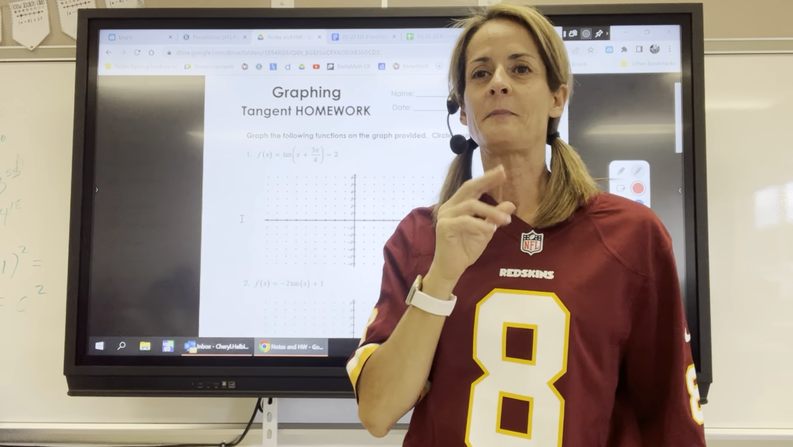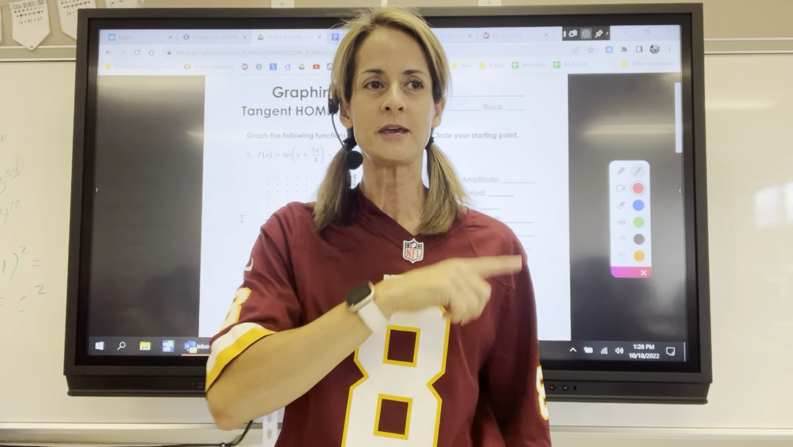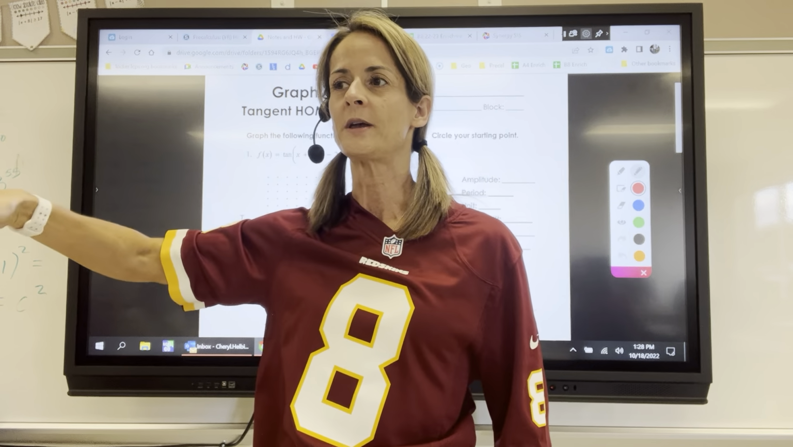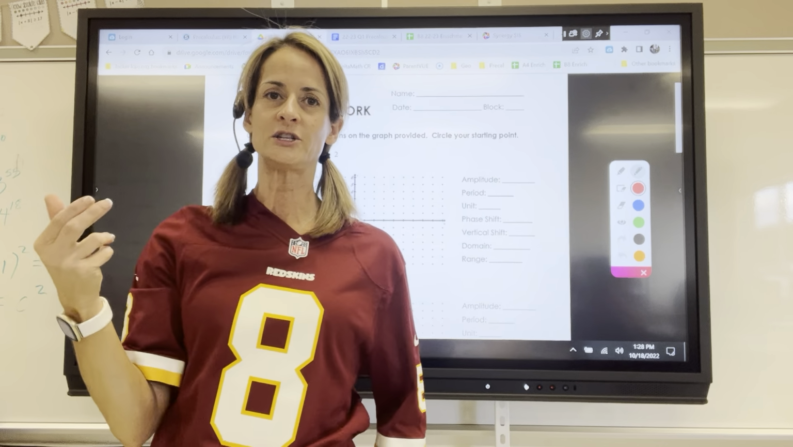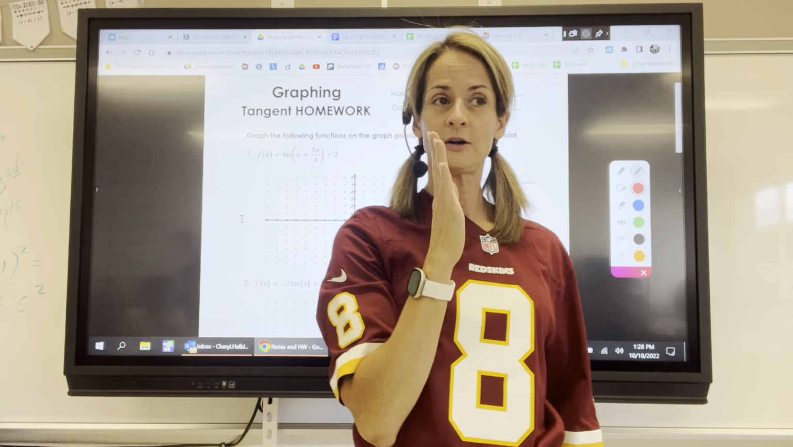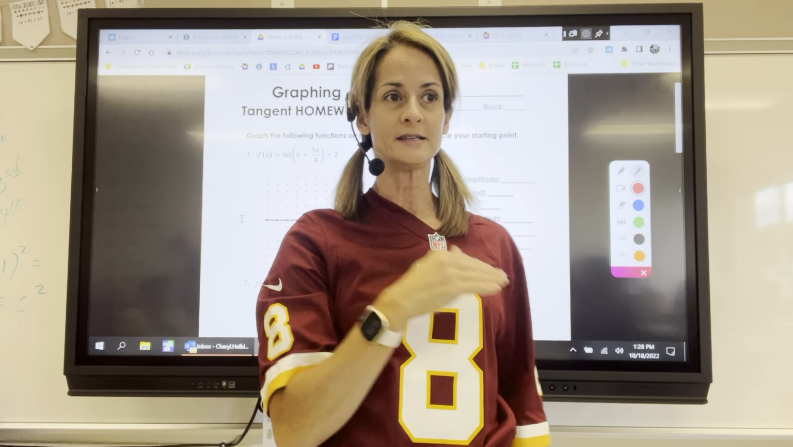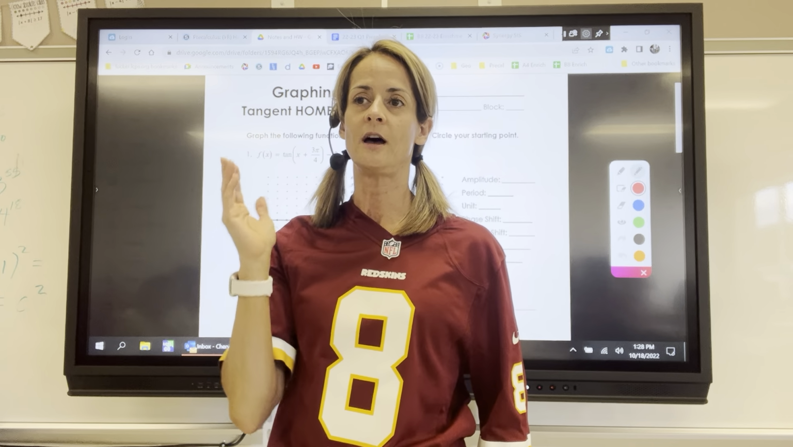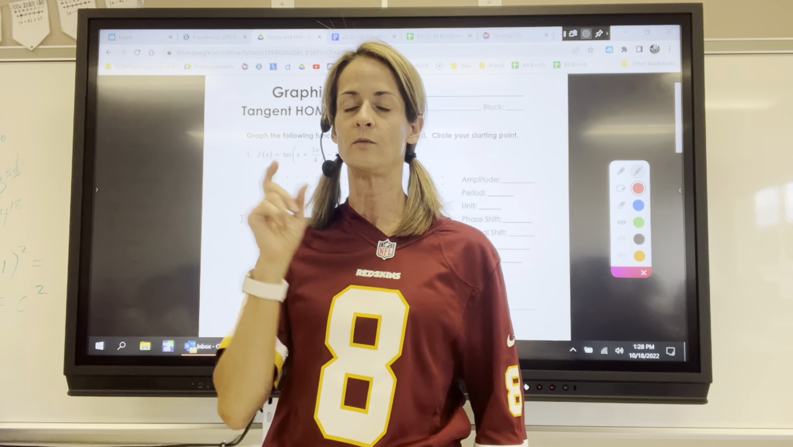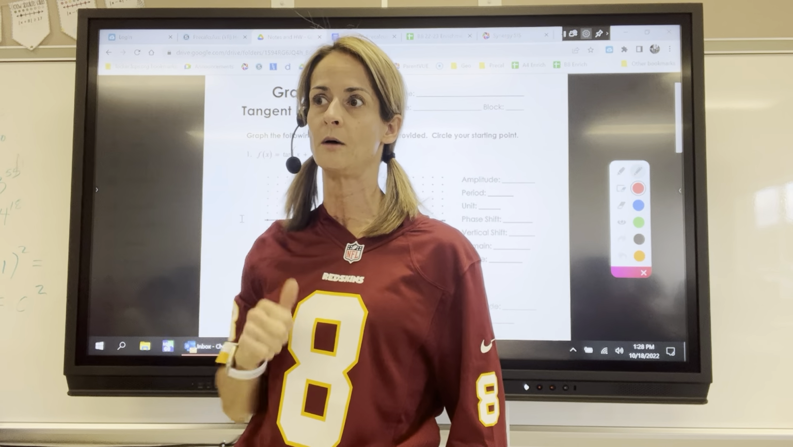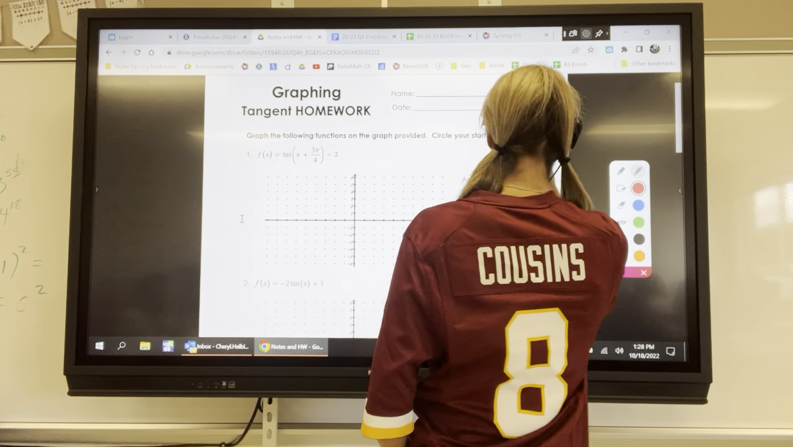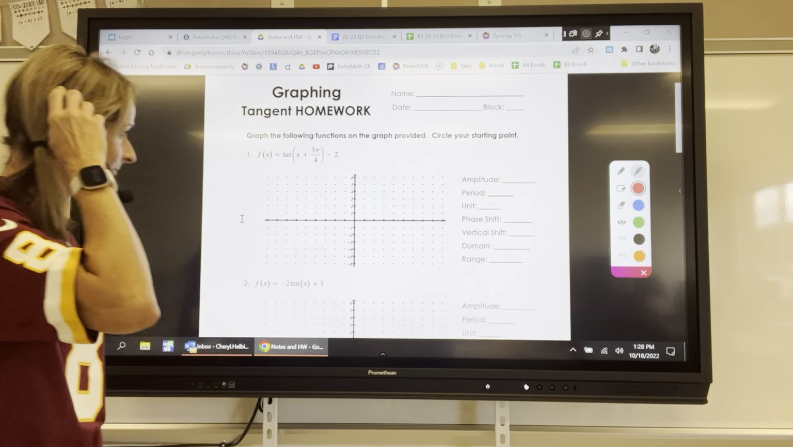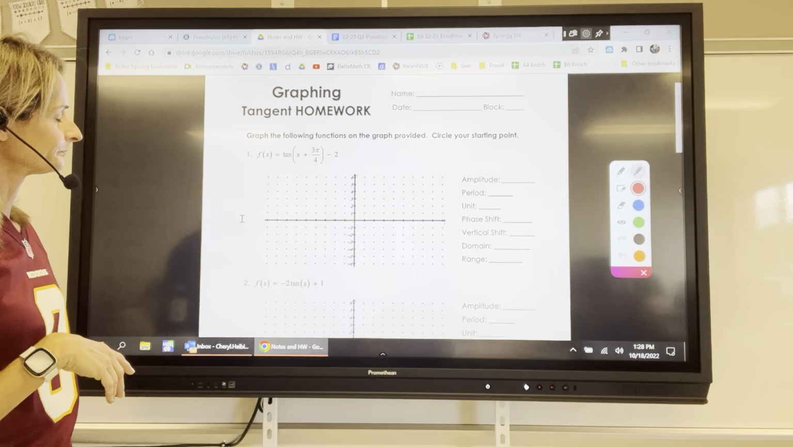The parent functions for sine and cosine have one full period of 2 pi, and then the graph starts over. The tangent, as we learned in the video that we watched before class, has a period of pi. So we have to be careful with that when we are setting these problems up to graph. So we'll go ahead and start. The amplitude is exactly the same as sine and cosine. So what is the amplitude for problem number 1?